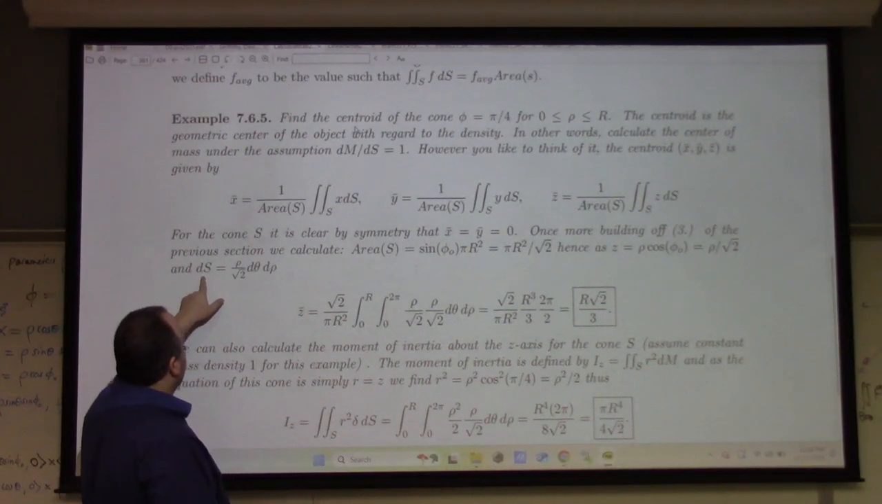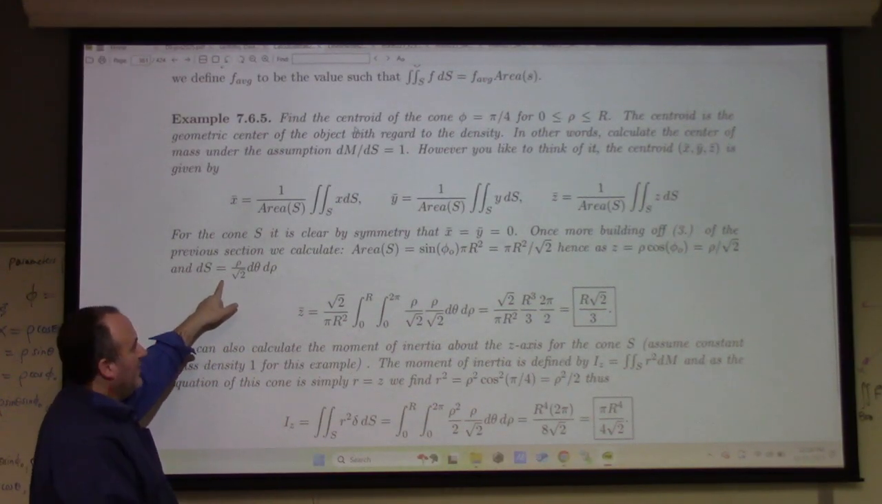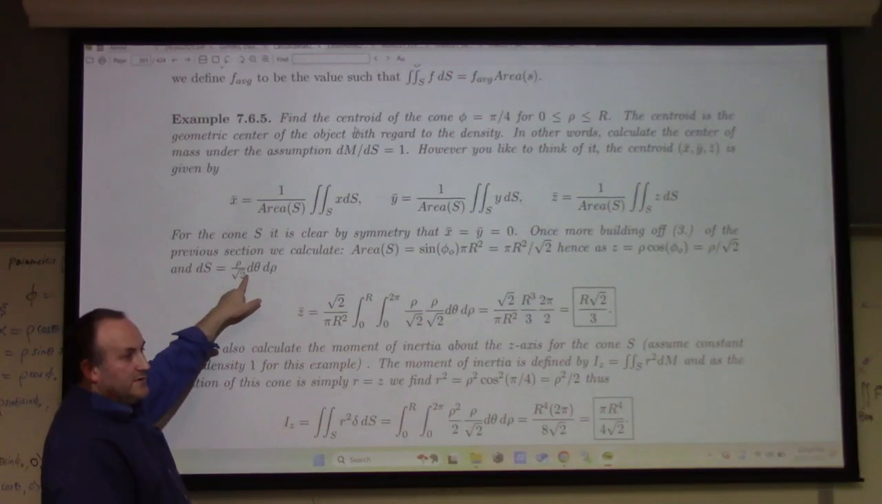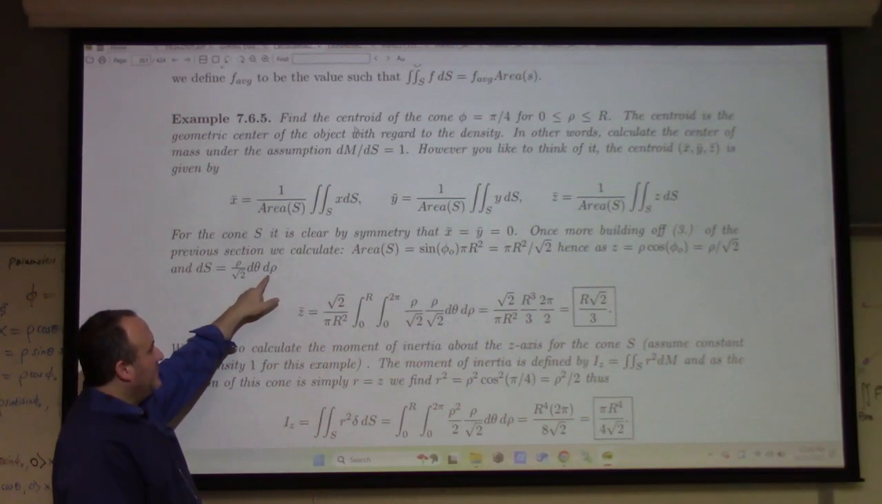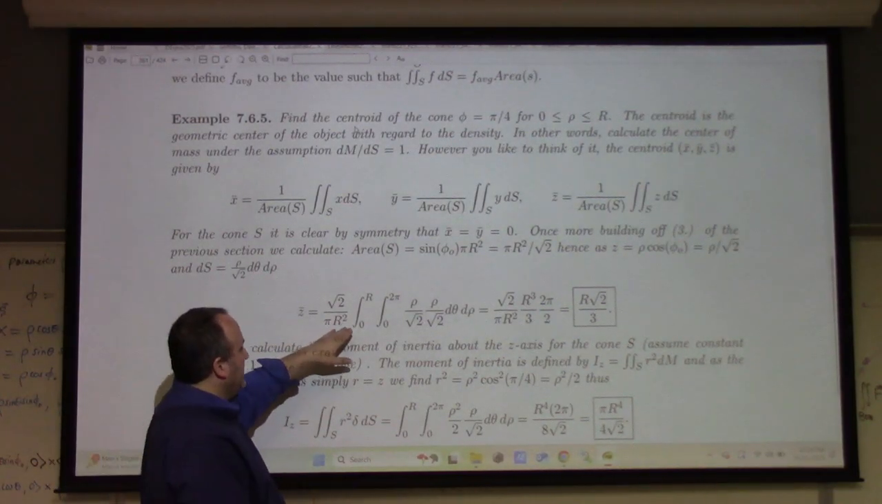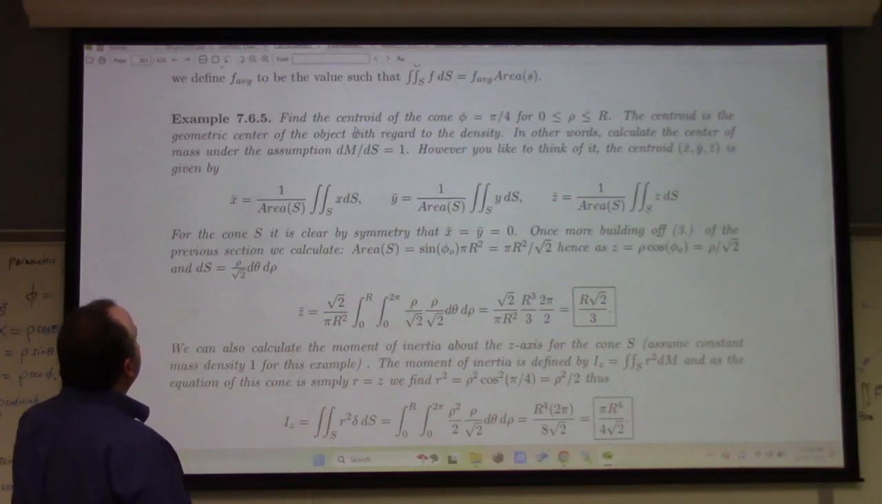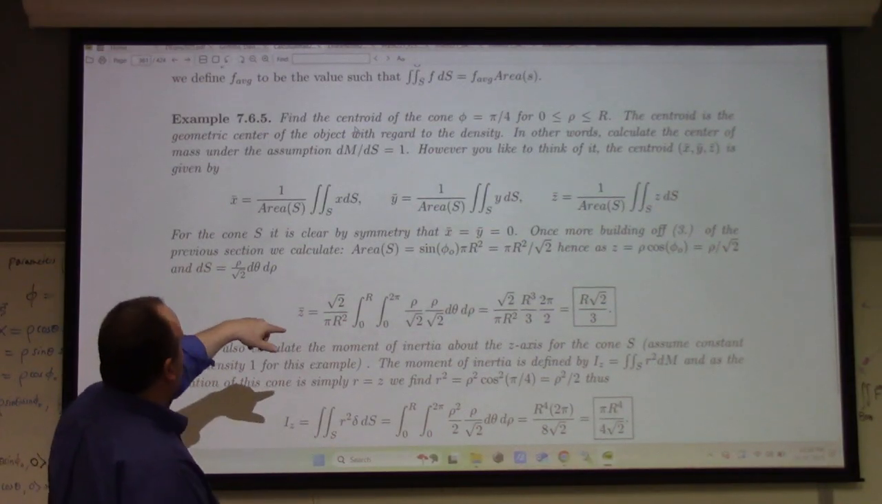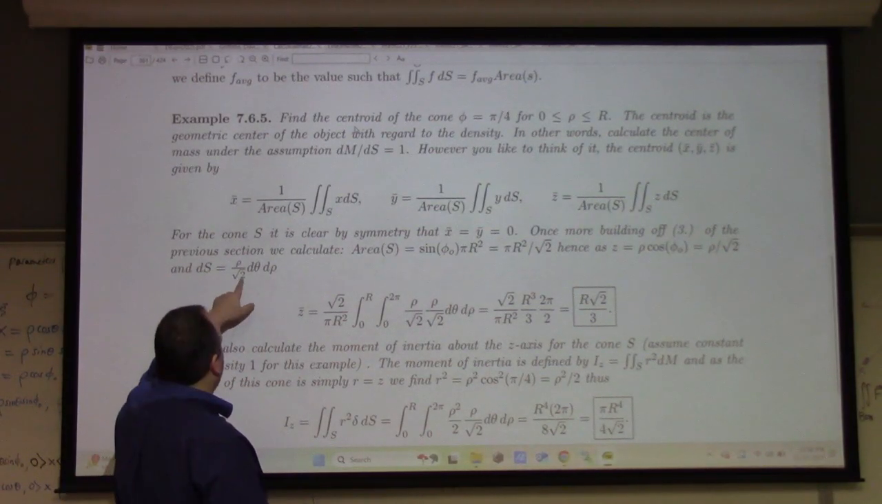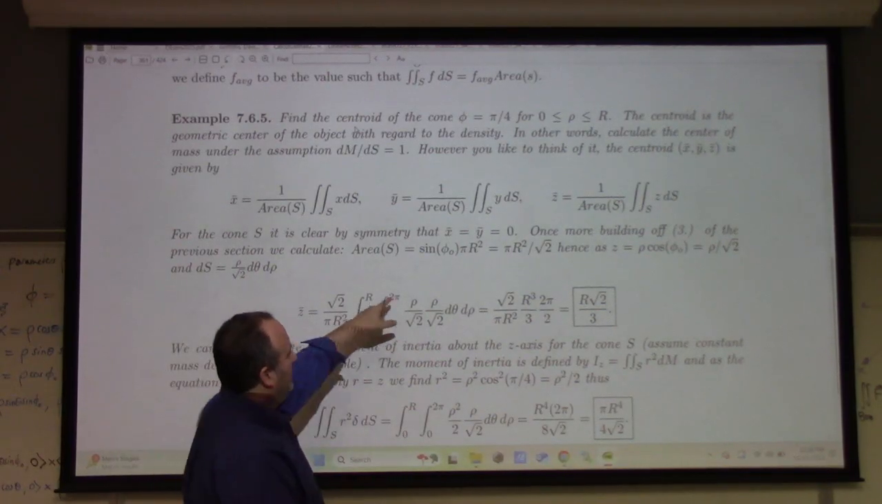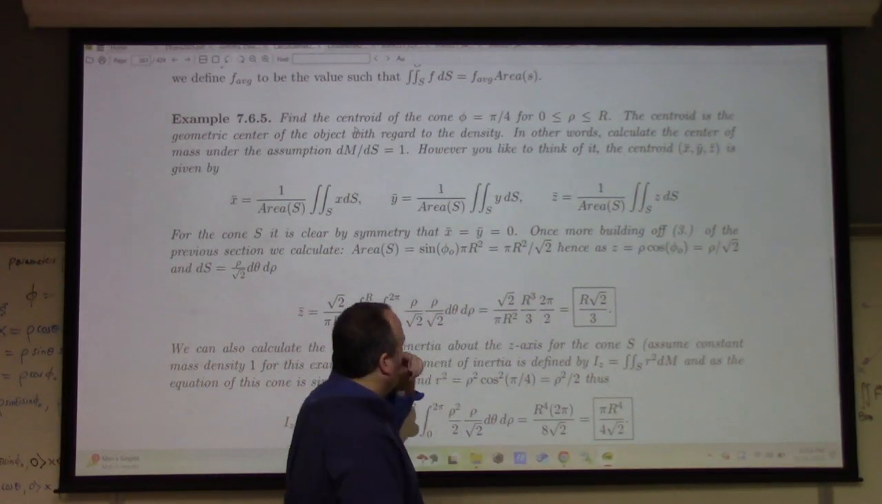Since dS in the particular pi over 4 angle is rho over root 2 dθ dρ, I just have to integrate that from 0 to 2 pi and 0 to r. When I do that, that gives me r squared over 2, I think, and a 2 pi. So I get, looks like, pi r squared over root 2. Yeah, pi r squared over root 2 is the area.